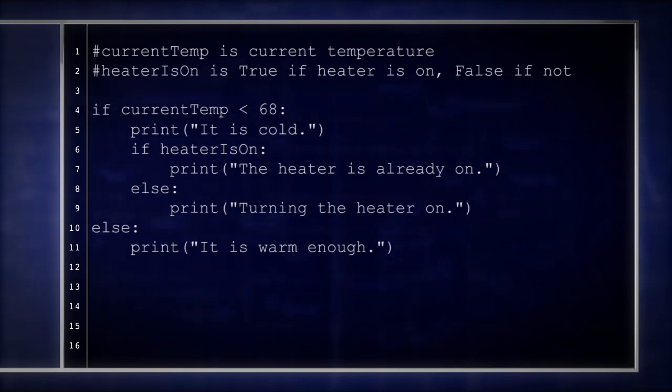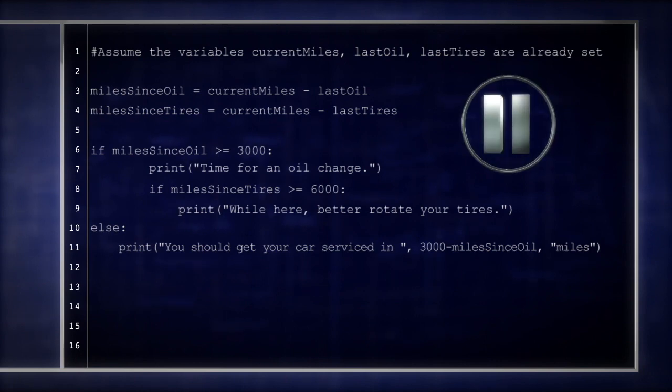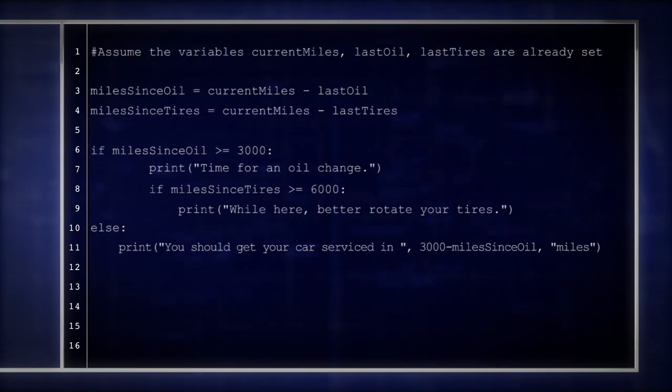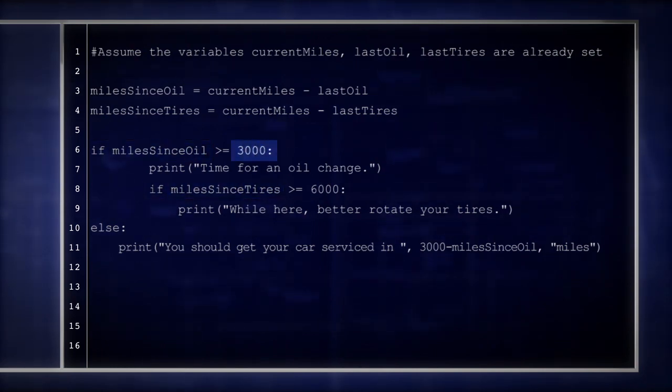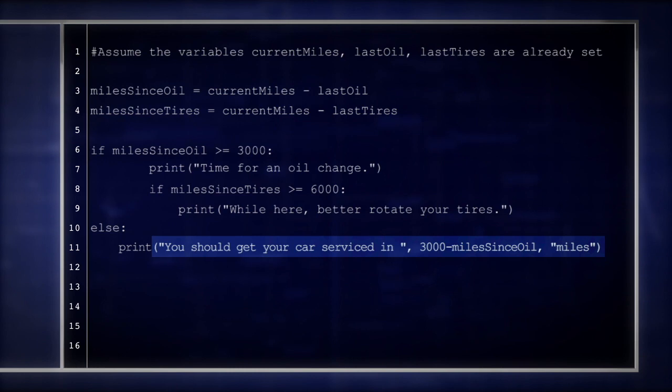Let's look at one more example, just a little bit more complicated. Look at the code here for a minute and see if you can figure out what it's doing. You can see that this code gives information about servicing a car. It first computes how long it's been since the last oil change and tire rotation. If it's been at least 3,000 miles since an oil change, it recommends an oil change and possibly also recommends rotating tires. If it's not time for an oil change, it just gives a message saying how long until the next oil change.